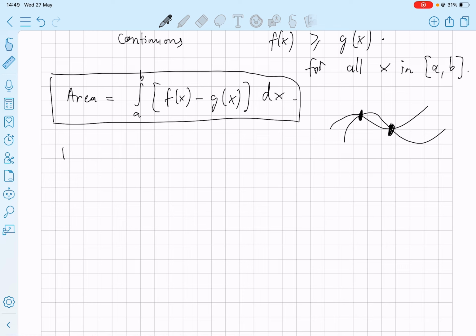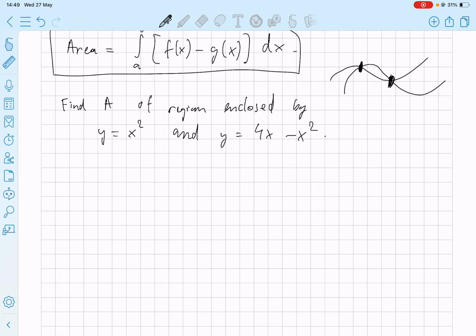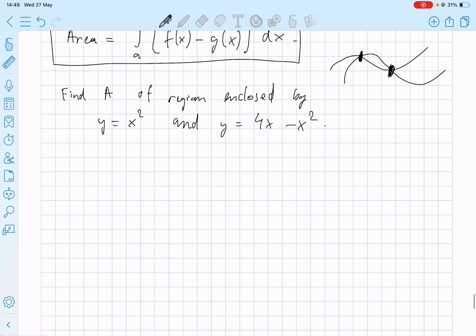So now find the area of the region enclosed by y equal to x squared and y equal to 4x minus x squared. First we're gonna graph the functions, so we can know which region we need to find the area of and which function will be greater than the other one. So now let's do it.